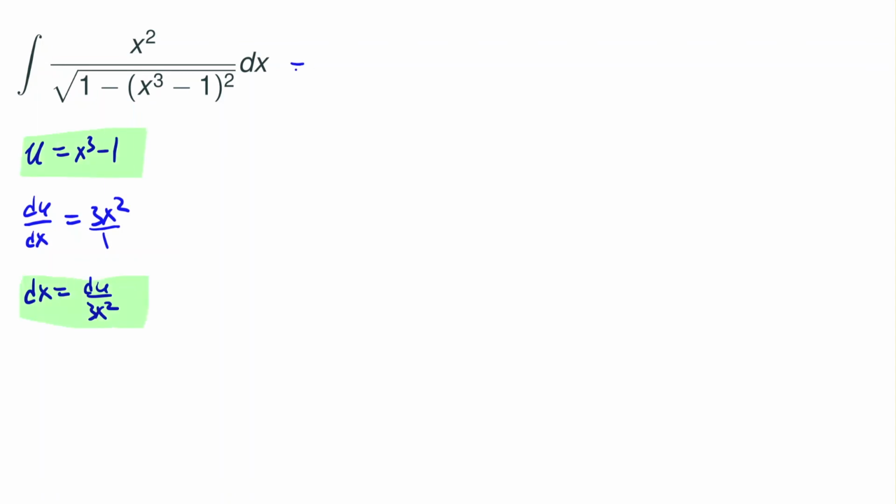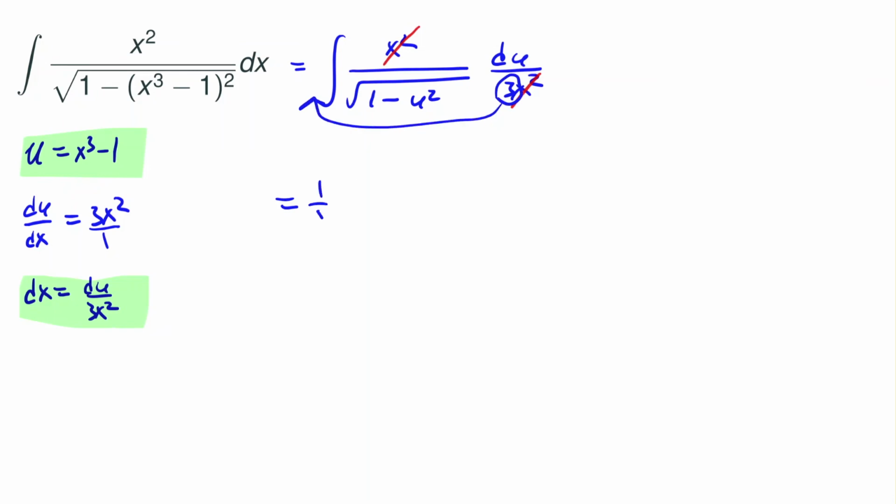Let's see what we get. We get integral of x squared over square root of 1 minus u squared. dx is du over 3x squared. And we see that this x squared cancels out. So what we have left is, I'm going to take this 1 over 3 to the outside. So I have 1 over 3 times the integral of 1 over square root of 1 minus u squared du.